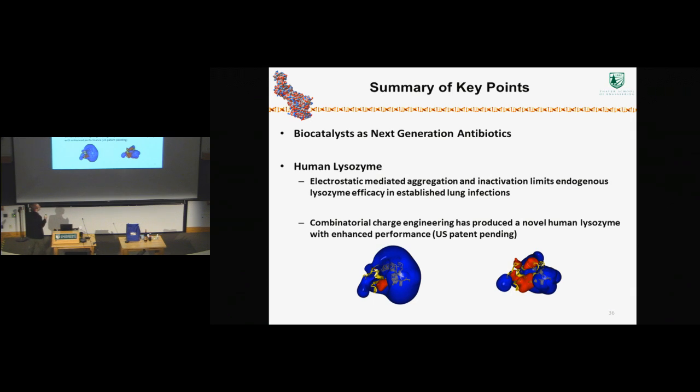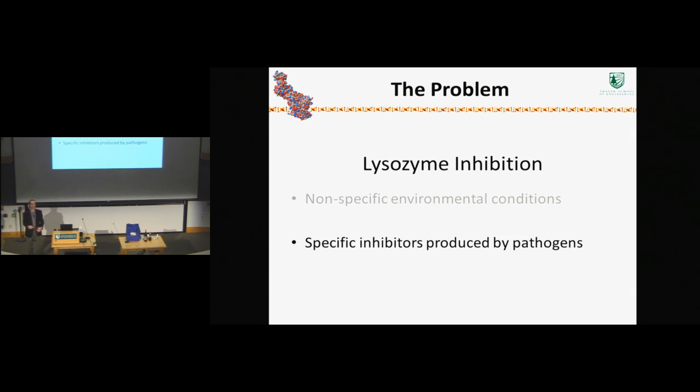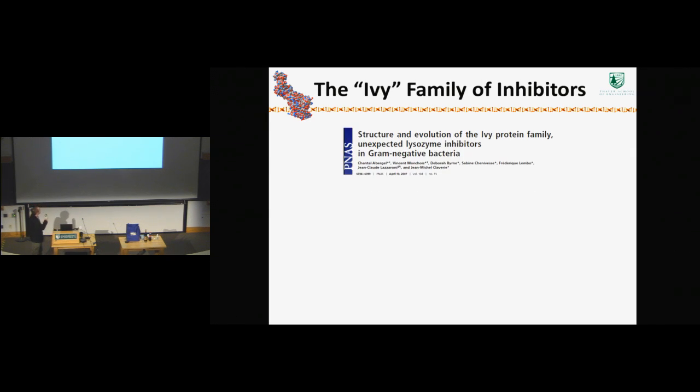So in the last few minutes here, I want to tell you about an ongoing story in the lab where we're looking at inhibitors of lysozyme that are produced by bacteria. Some bacterial pathogens have actually evolved proteins that they produce in order to specifically protect themselves from destruction by lysozyme. This is a 2007 PNAS paper where they did a structural as well as a phylogenetic analysis of a particular class of these lysozyme inhibitors. These are the inhibitor of vertebrate lysozyme, or the IV proteins.